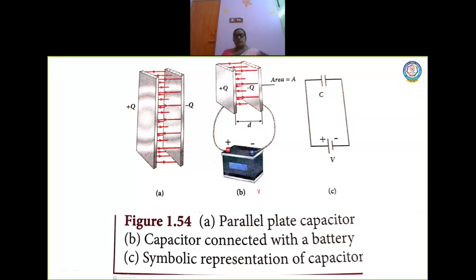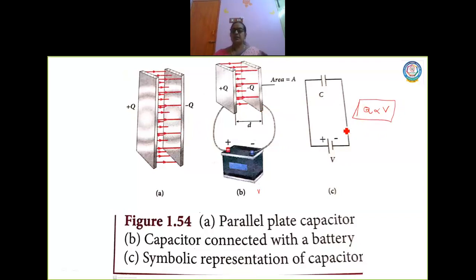So, you can say that the charge in the capacitor, let me write here, is proportional to the potential given, or the potential difference between the plates. So, the charge depends on the potential difference. So, I will write this as proportional. Now, I said Q is proportional to V.